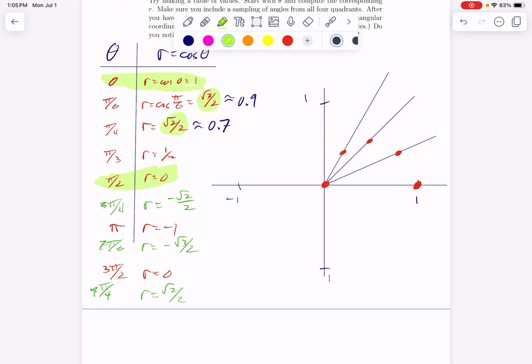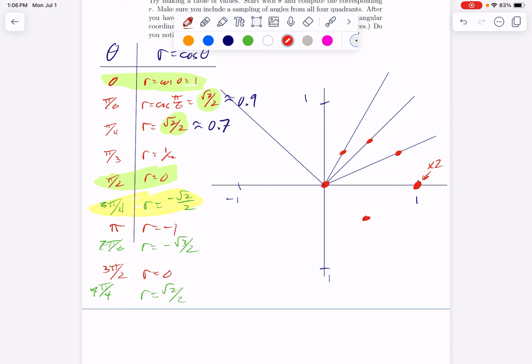Now, let's look at this one. The 3 pi over 4 direction is like so. How far do I go in that direction? Well, I actually go backwards about 0.7 units. Right, so something like so. In the pi direction, I go backwards a full unit, which actually gives me this point again. I'm writing times 2 there.